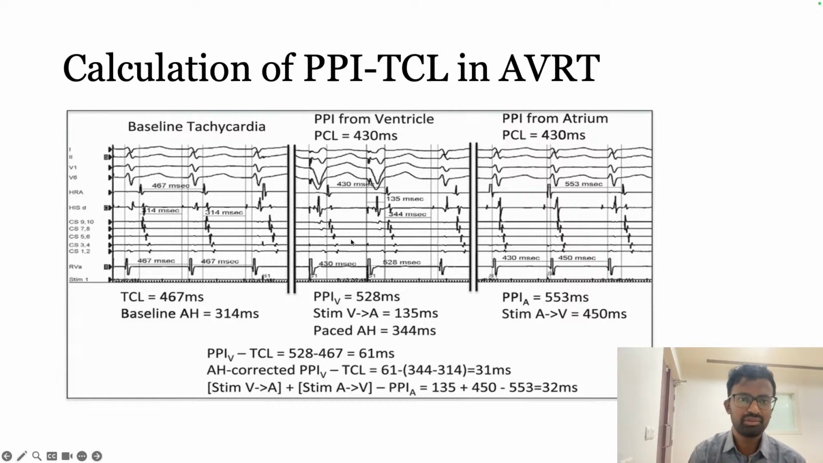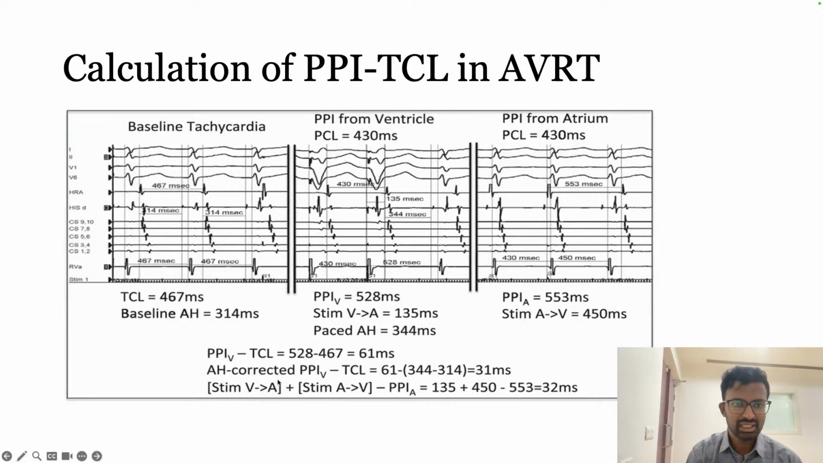What we are going to measure is the post pacing interval, and after that, we subtract the tachycardia cycle length. So how much is it coming? The tachycardia is 467 milliseconds, PPI is 528 milliseconds, so we subtract 467 from 528, which is 61 milliseconds. This is in favor of AVRT, that is long RP tachycardia.